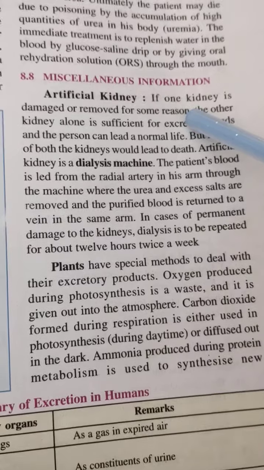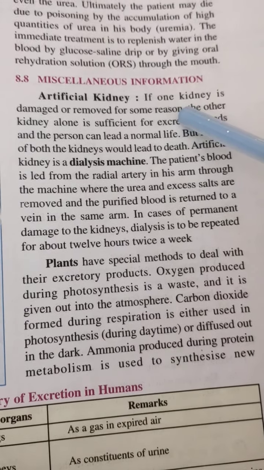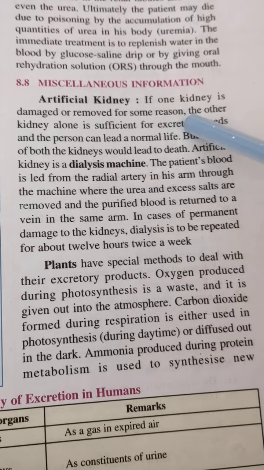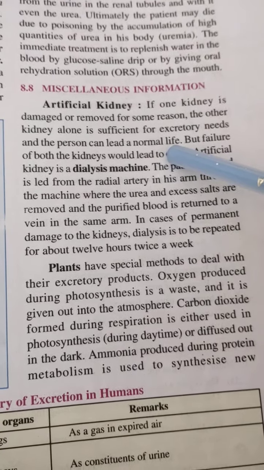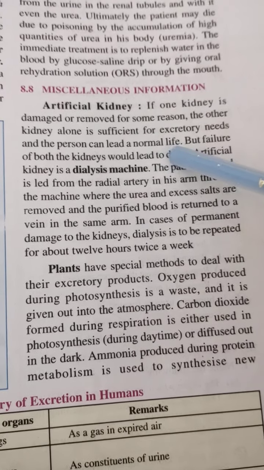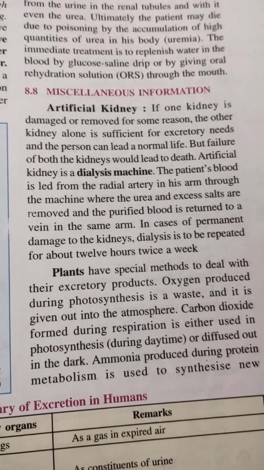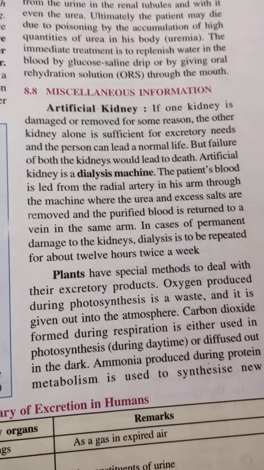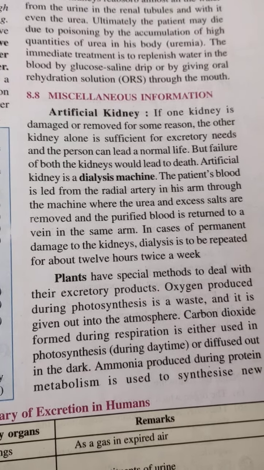But what happens if both the kidneys fail? If one kidney is damaged or removed, the other kidney alone is sufficient for the excretory needs to lead a normal life. But failure of both the kidneys would lead to death. In that case, the artificial kidney, known as a dialysis machine, is used.